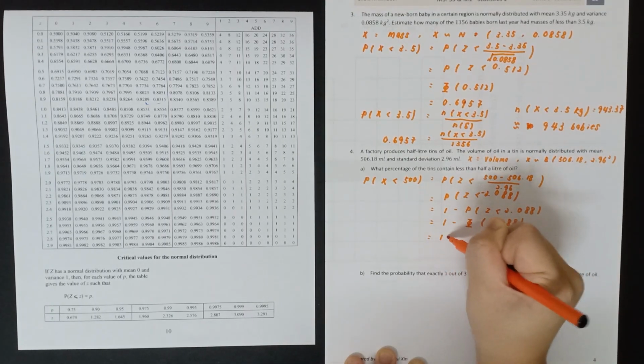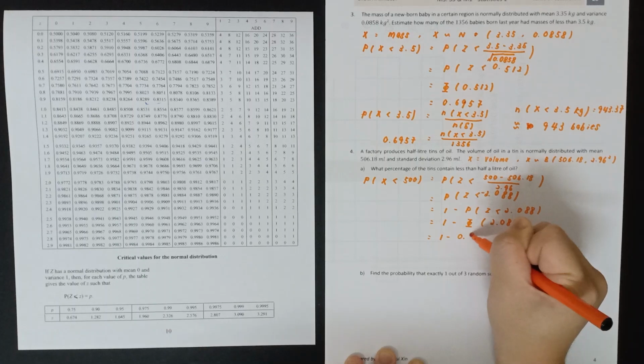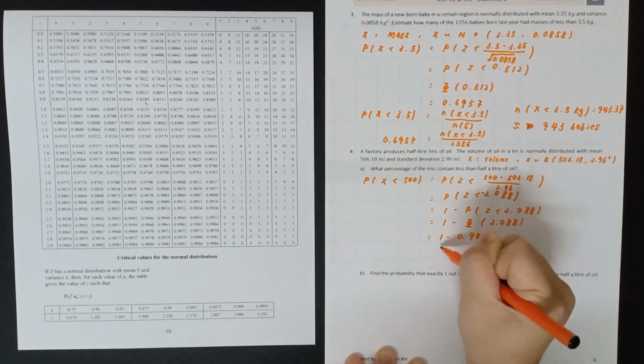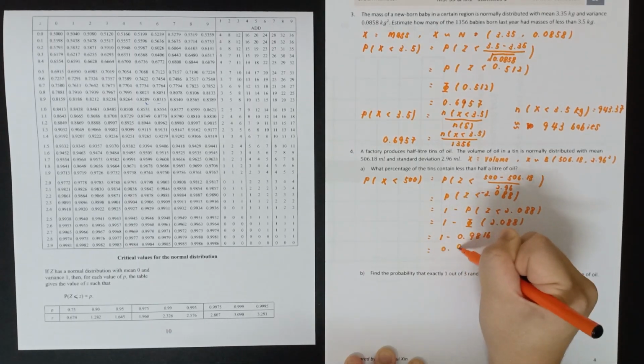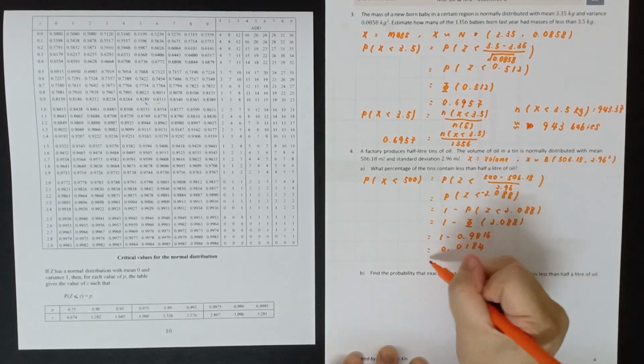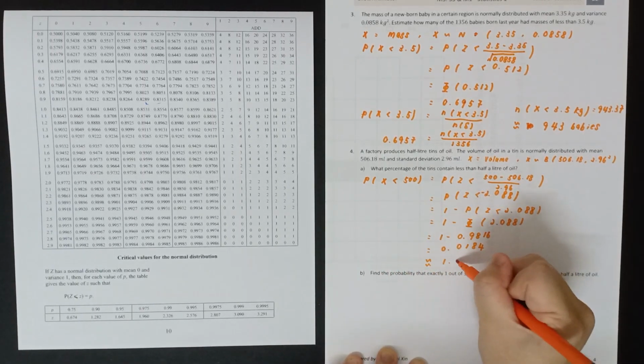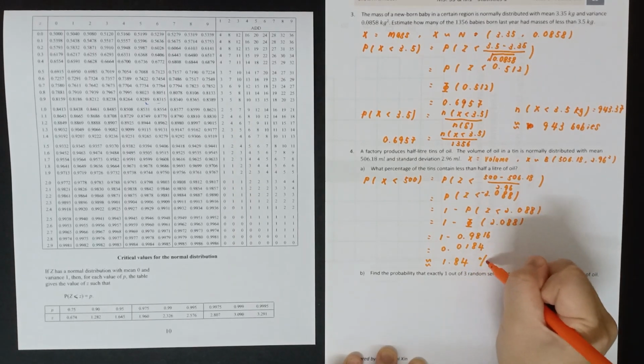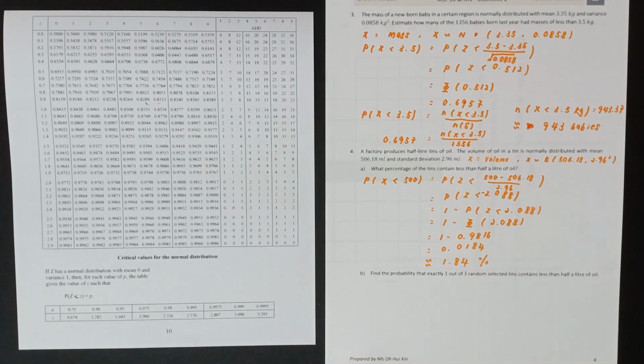Okay, so 1 minus 0.9816 will give me 0.0184. This question wants the answer in percentage, so that's why it will be roughly equal to 0.84%. Alright, okay, so let's move on to B.